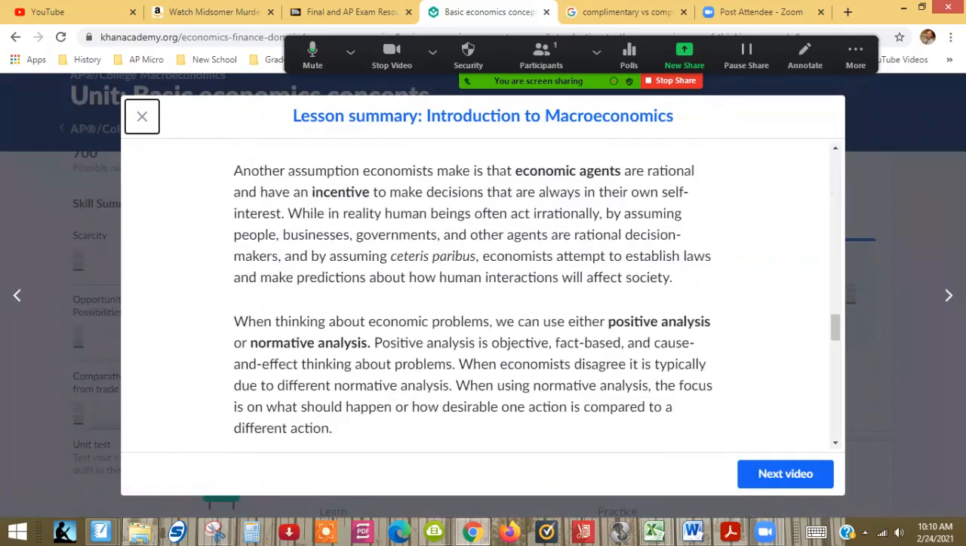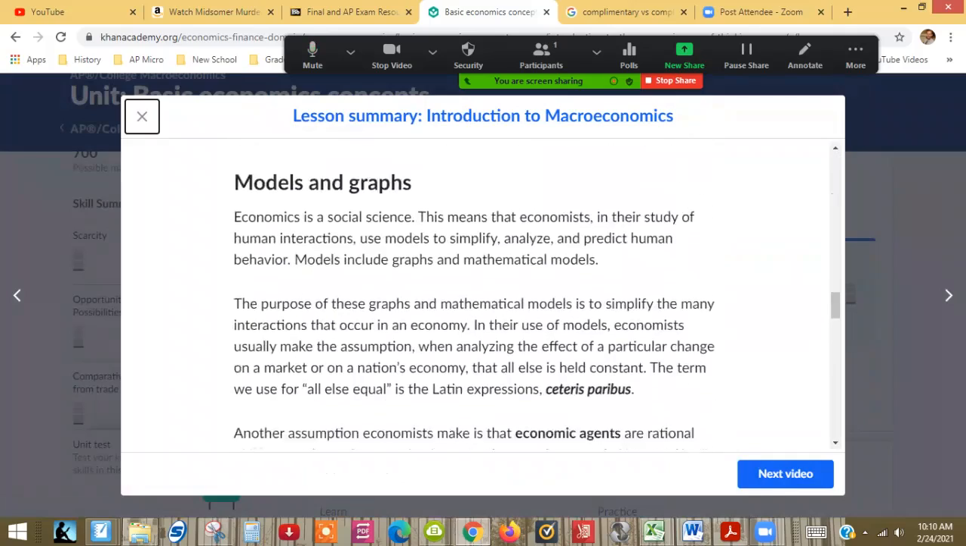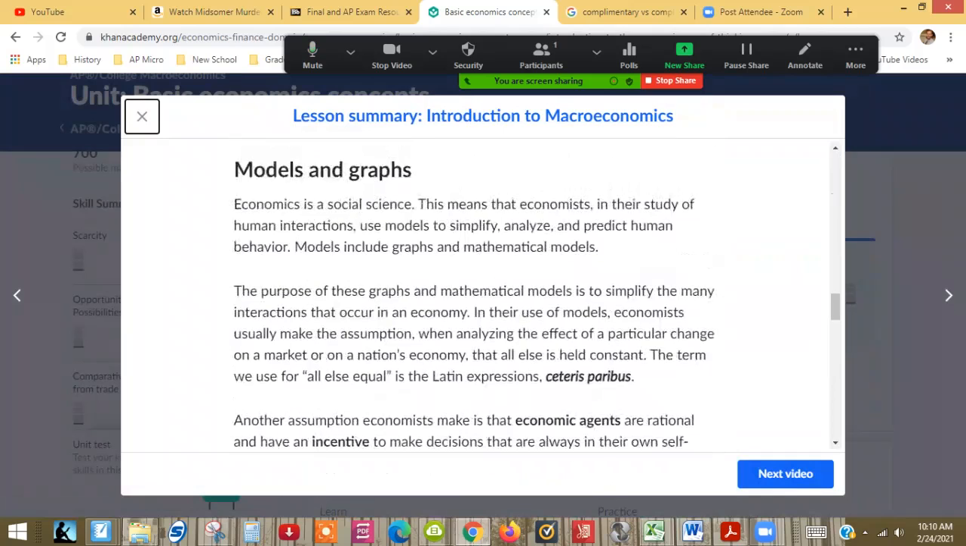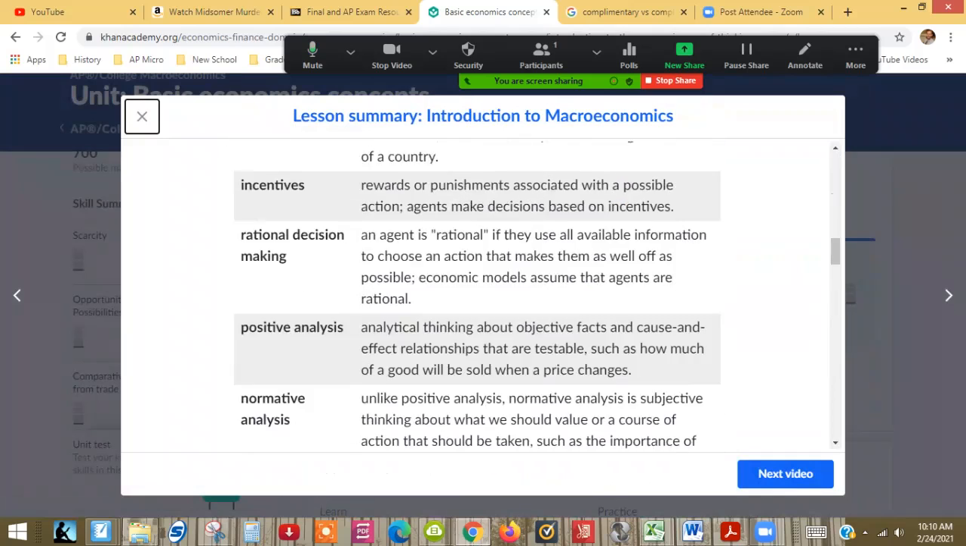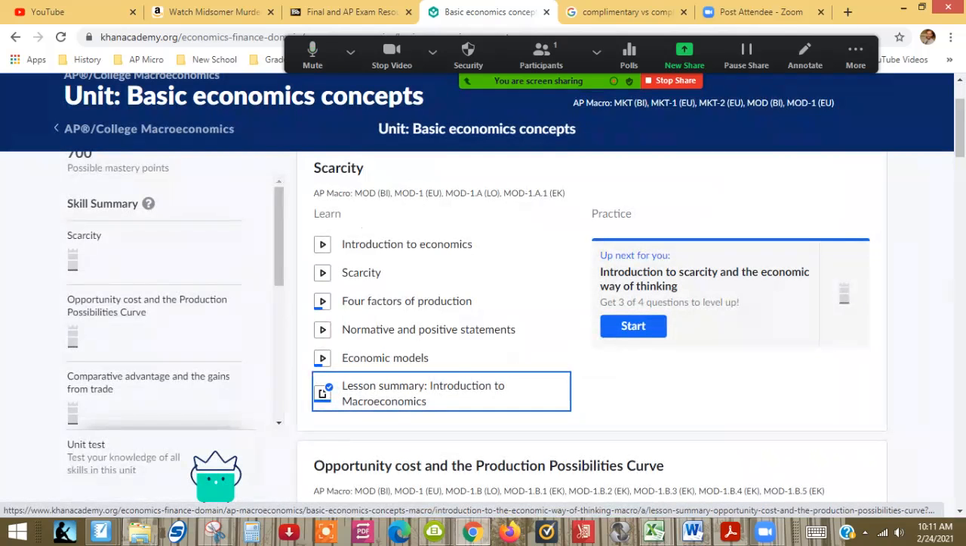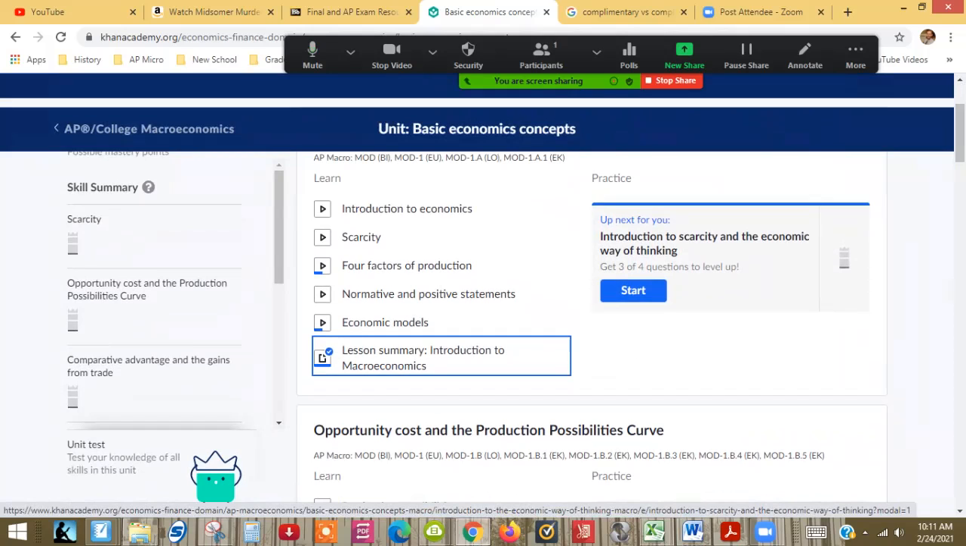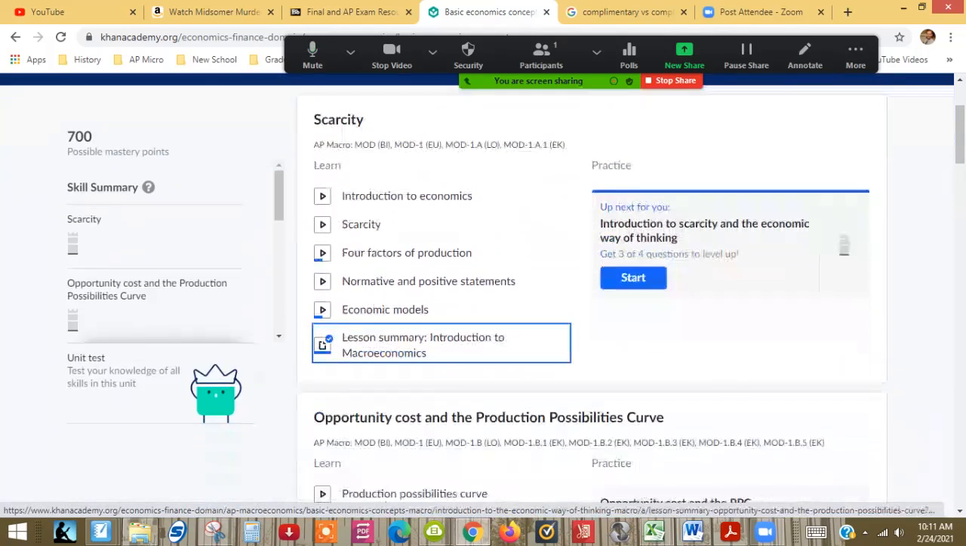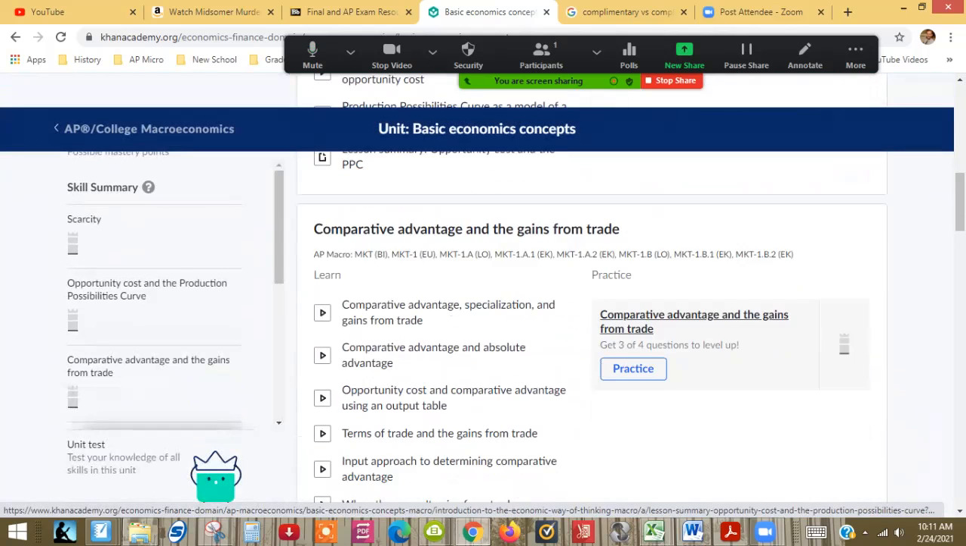If you read through the summary and say, I don't understand, I need to learn more about what normative analysis is, then you may want to look at the videos because you feel like you need some more review on this topic. That's up to you. You can also take the practice quizzes here, and that is a good way for you to assess for yourself how much mastery you have on each of these topics. There's one here for each topic.